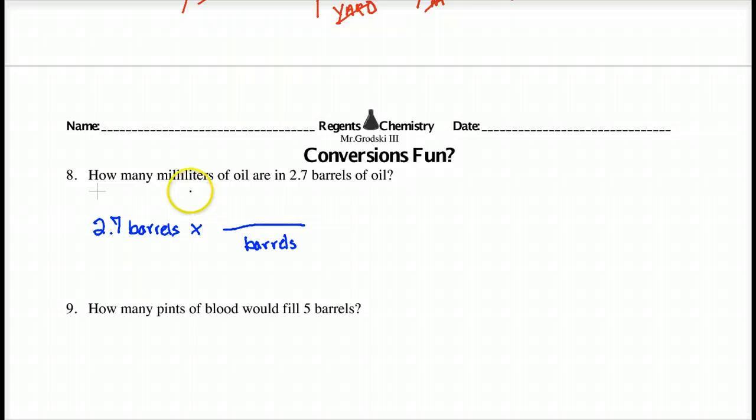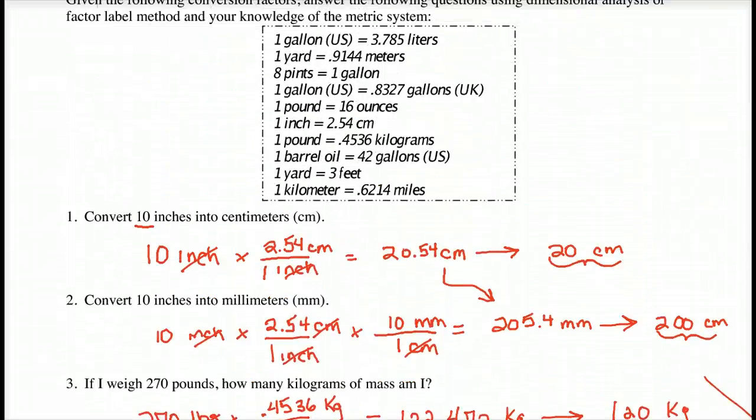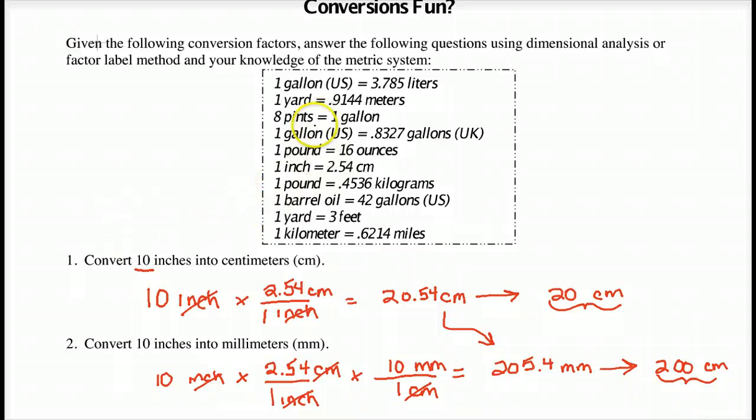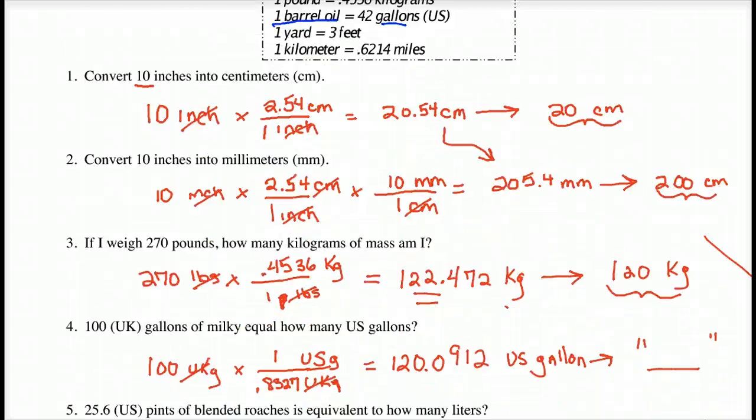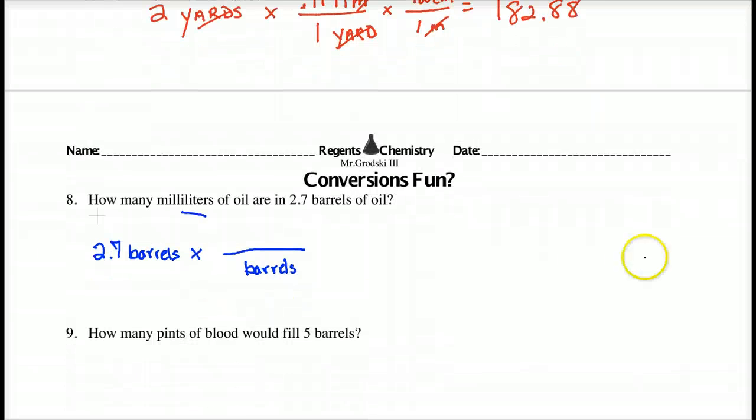So I have to go from barrels to some volume in liters. So I'm going to look to see what I have here. Barrels to liters. So let's see what I have for barrels in general. Well, I have barrels of oil to gallons, and I guess I can go from gallons into liters, and then the liters into milliliters. Okay, so 1 barrel is 42 US gallons. I'll just keep it as US because it makes it simpler.